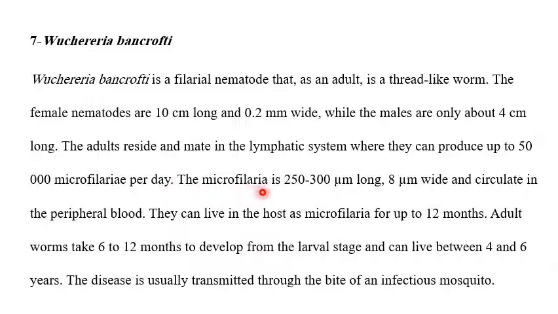The microfilaria is 250 to 300 micrometers long, 8 micrometers wide, and circulates in peripheral blood. They can live in the host as microfilaria for up to 12 months. Adult worms take 6 to 12 months to develop from the larval stage and can live between 4 and 6 years. The disease is usually transmitted through the bite of an infectious mosquito.